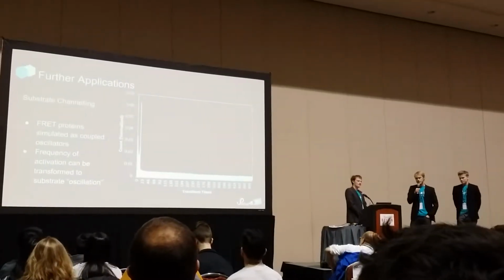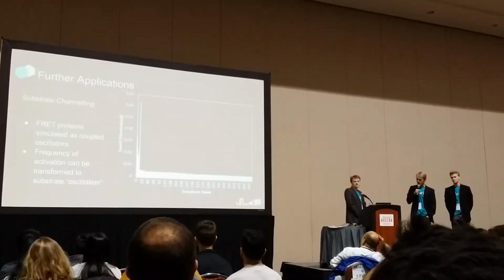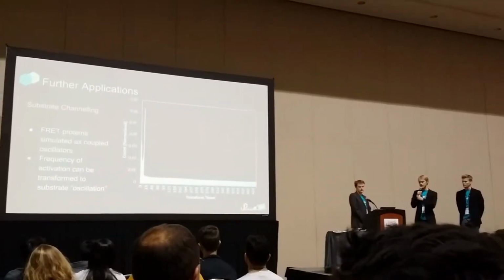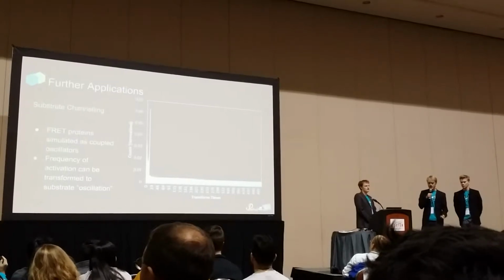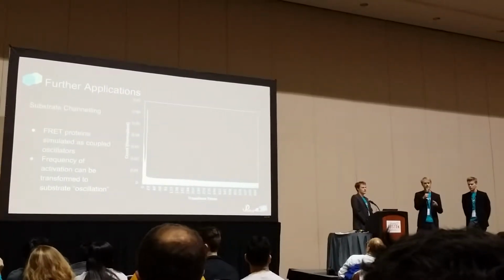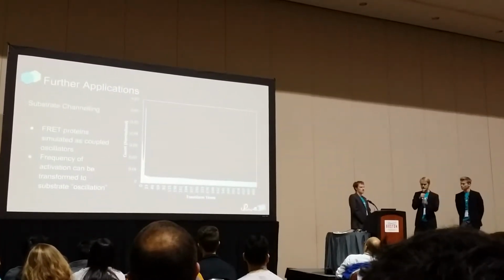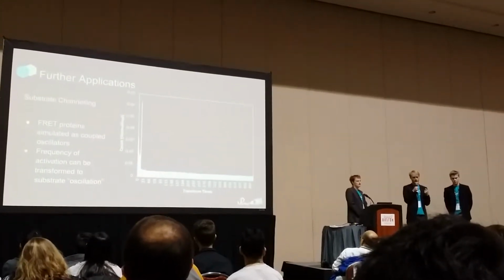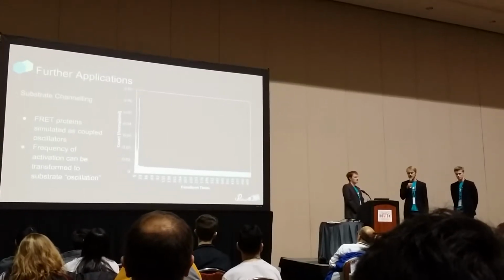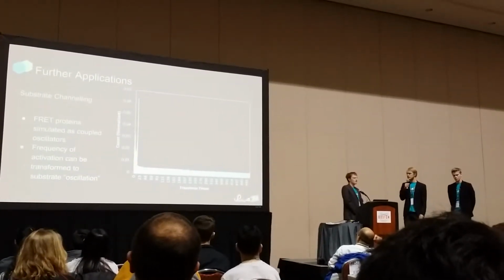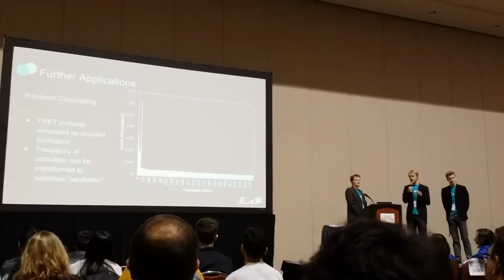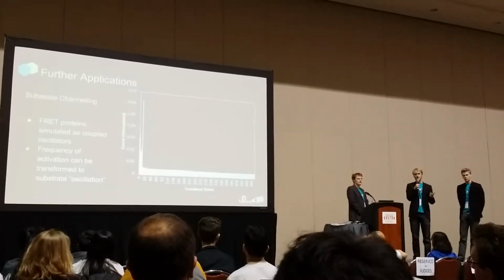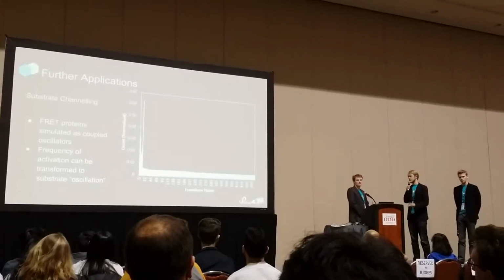So one of the important applications of our system is this thing called substrate channeling. That's where you have two enzymes and they pass a substrate to each other. And so the efficiency of that is related to the time it takes for the substrate to transition from the first enzyme to the second. So this is very similar to what we're doing with our FRET experiment, where they're passing a photon from the first enzyme to the second. So what we were doing here is creating a transformation between data that we could measure from our FRET experiments to be able to make predictions about the efficiency of a theoretical substrate channeling system.